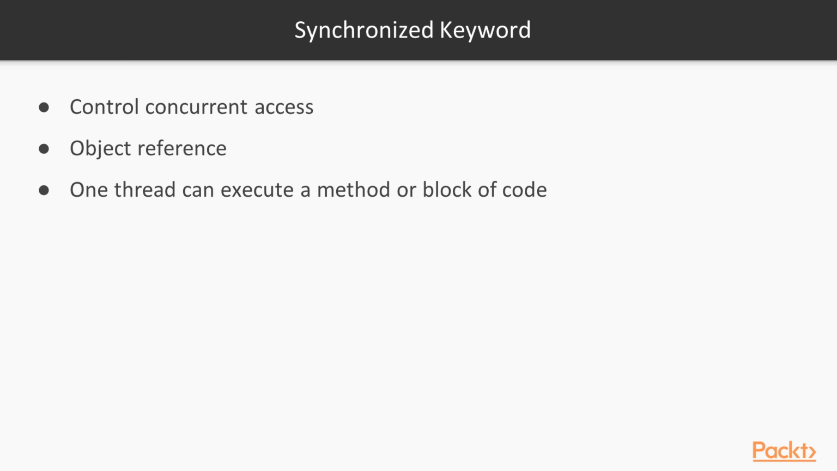It's used to control concurrent access to a method or a block of code. All the synchronized sentences use an object reference. Only one thread can execute a method or block of code protected by the same object reference.